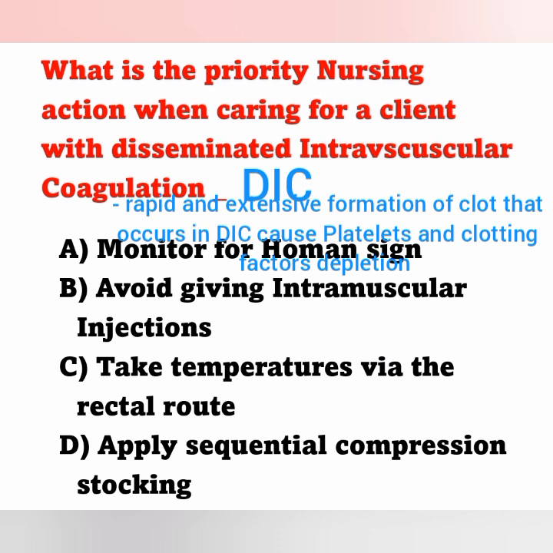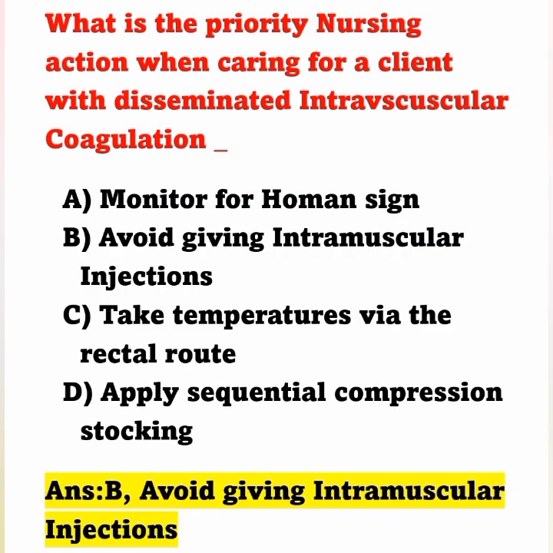In DIC, there is a rapid and extensive formation of blood clots in microcirculation, which causes platelet and clotting factor depletion in the patient's body. This causes bleeding and also potential vascular occlusion of organs. So we have to avoid giving intramuscular injections in order to prevent the bleeding tendencies. Option B is the correct answer.